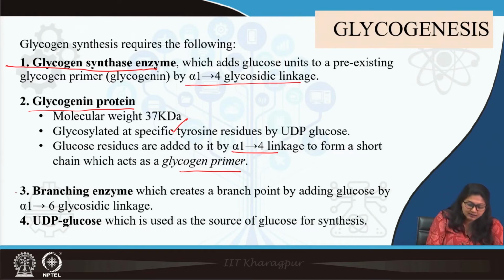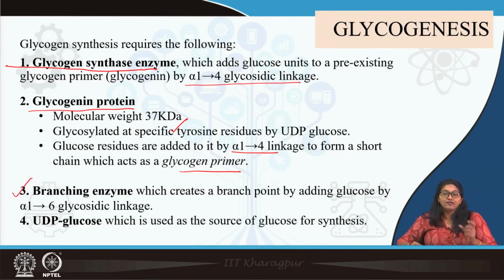Next important enzyme is branching enzyme. Remember we have discussed alpha 1,4 glycosidic bond as well as alpha 1,6 glycosidic bond. Alpha 1,4 glycosidic bond is formed by glycogen synthase, whereas alpha 1,6 glycosidic bond is formed by branching enzyme.